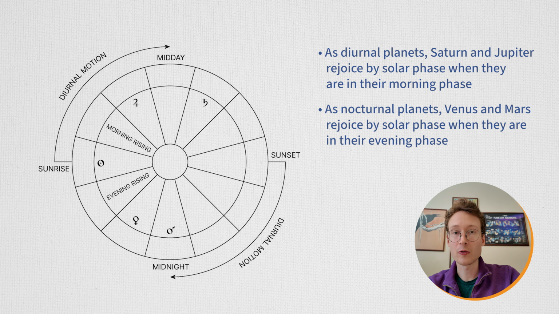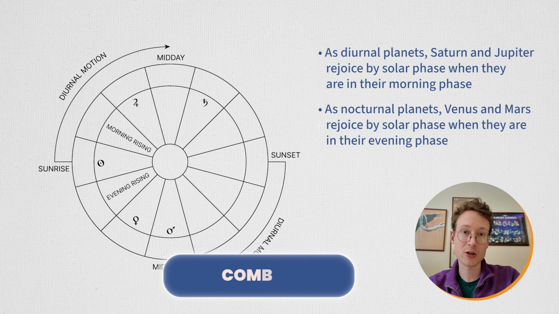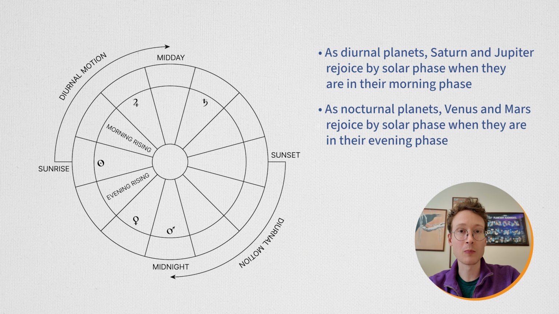It's important to note that a planet can only rejoice if it is between 12 and 120 degrees from the Sun. If it gets any closer to 12 degrees, it enters a state known as combustion. This is a debility that weakens the planet, and we'll cover it in more detail in a future video. Note as well that Mercury cannot be rejoicing by solar phase, because whether it's in its morning phase or nocturnal phase will determine what sect it is in.